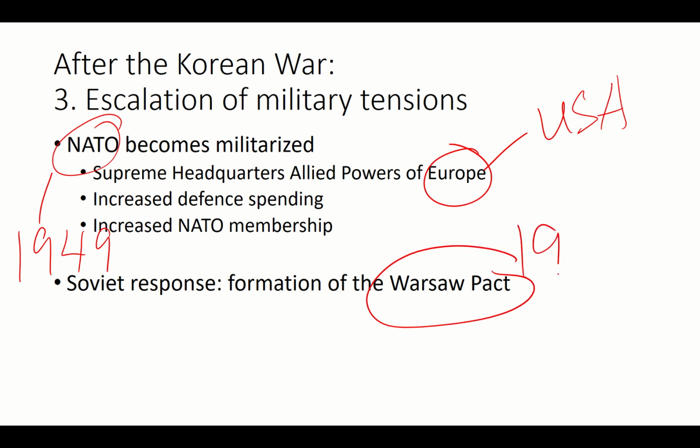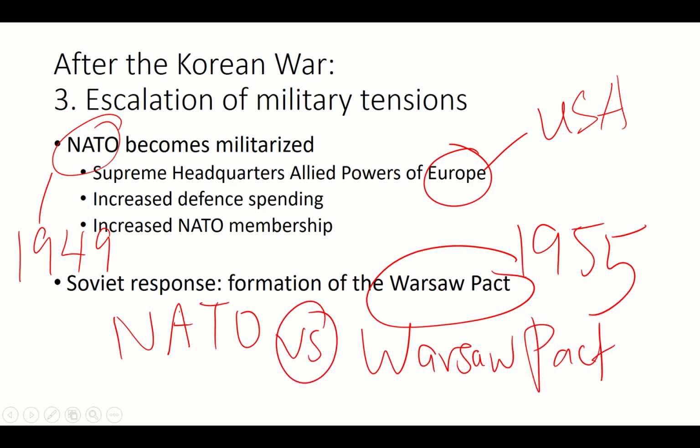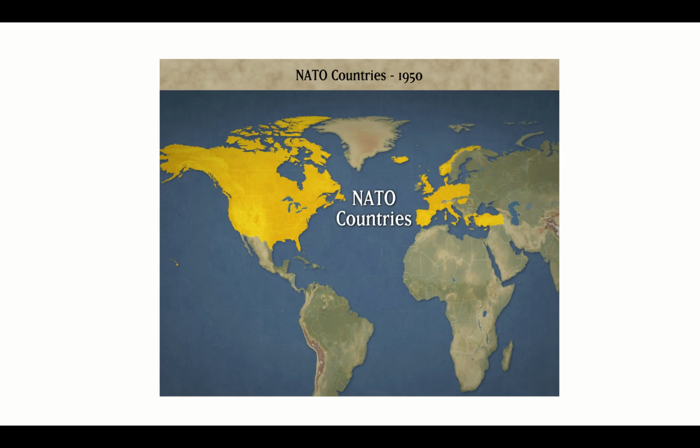We must remember the Warsaw Pact is 1955. This is after the Korean War. Okay, so when you only have NATO, okay, there's nobody else to fight. But when we have a Warsaw Pact, what it means now is that any kind of fight is going to involve the entire Europe and potentially more than that, the rest of the world. Okay. So this is the problem with the Cold War.